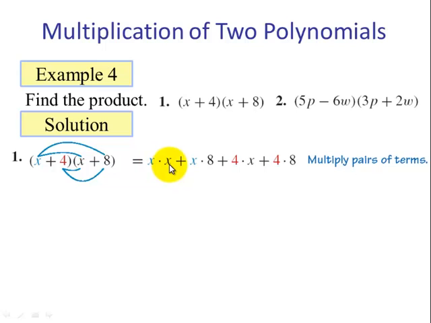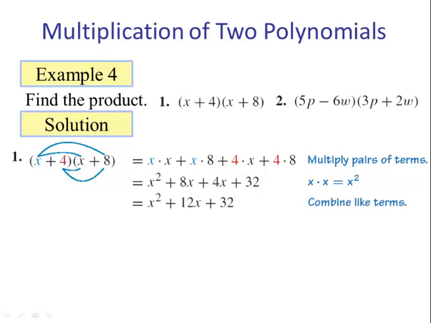X times x is x squared. X times 8 is 8x. 4 times x is 4x plus 4 times 8, which is 32. We have like terms with 8x and 4x. So this simplifies to x squared plus 12x plus 32.